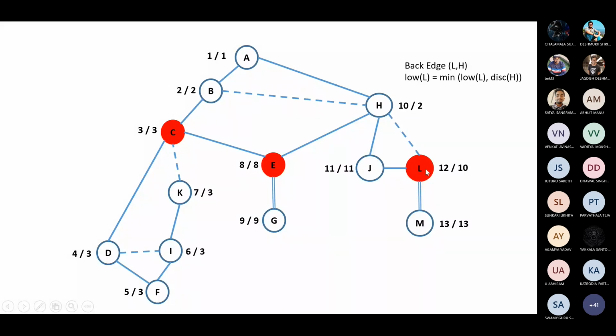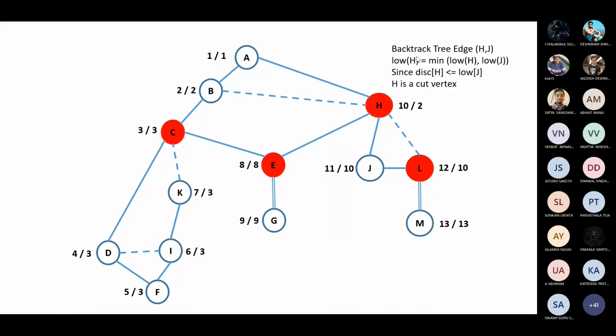Again from here itself, it will backtrack to J. So the low value of J will be the minimum of 11 and 10, which is also 10. Then it goes to JH. So it will be the minimum of 10 and 2, so again it is 2. But at this stage, when backtracking to H, low of H is the minimum of low H and low J. So this is 2.